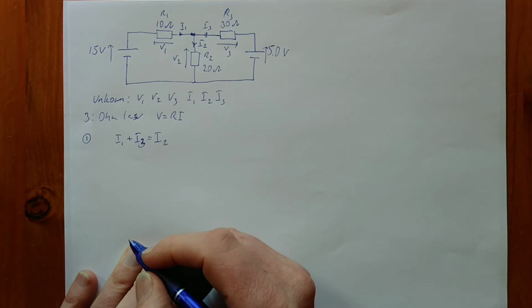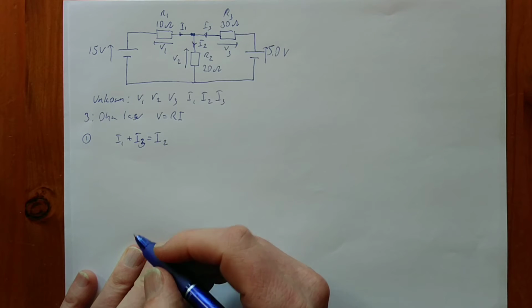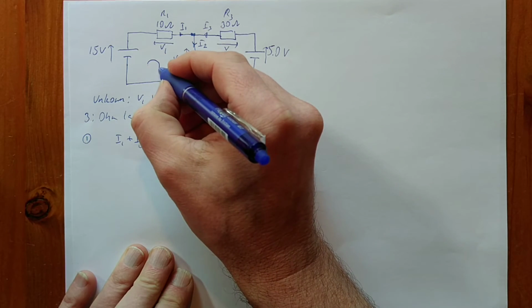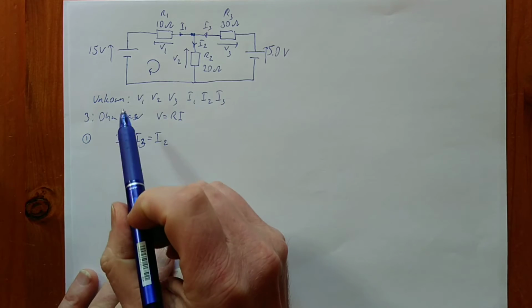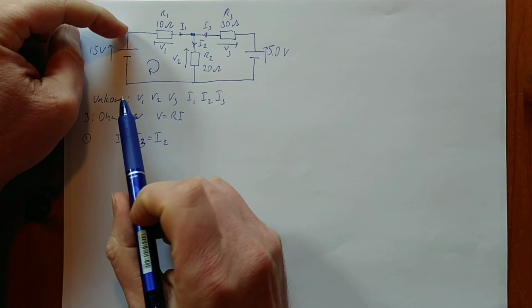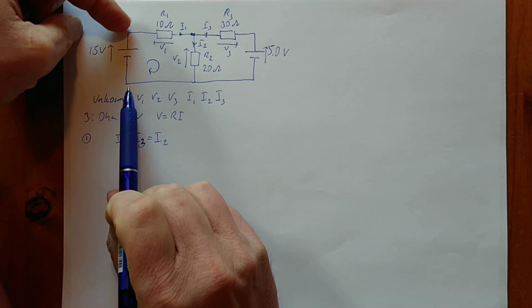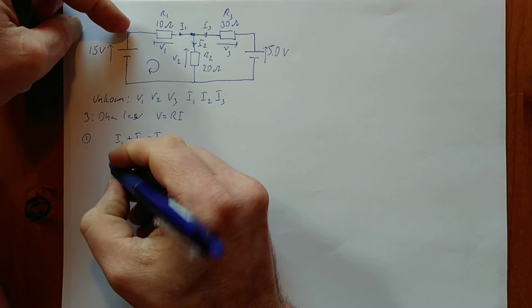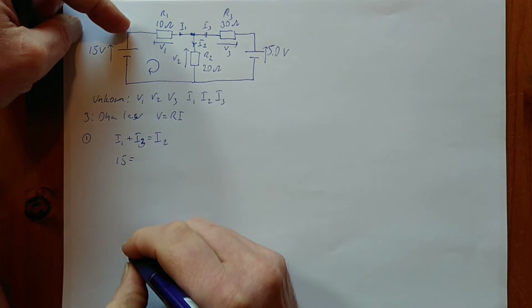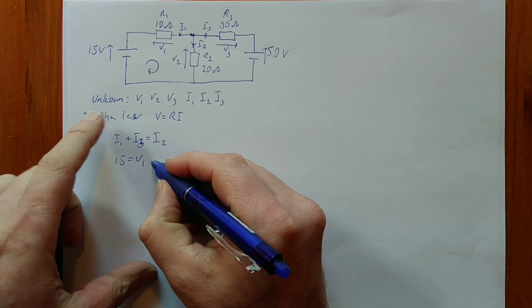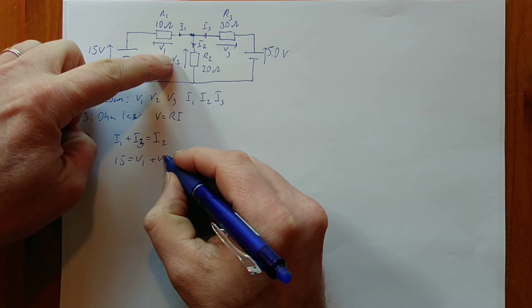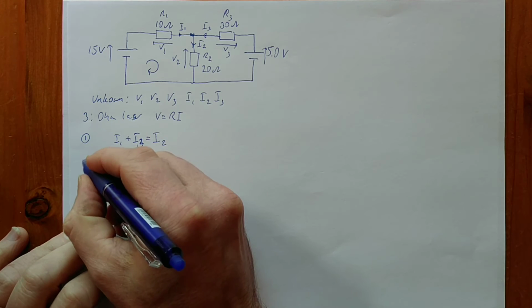Then what we will do is we will create two loops. So one going around here. And actually I won't create a complete loop. Instead what I will reason is that from this point to that point we have 15 volts. And that must be equal to the voltage over this, V1, plus the voltage over that, V2. This is our second equation.